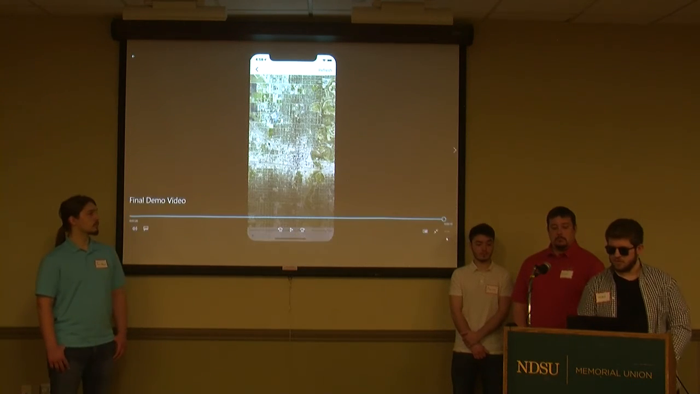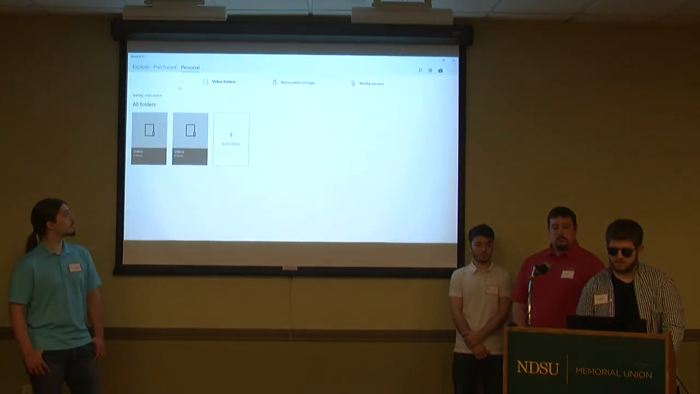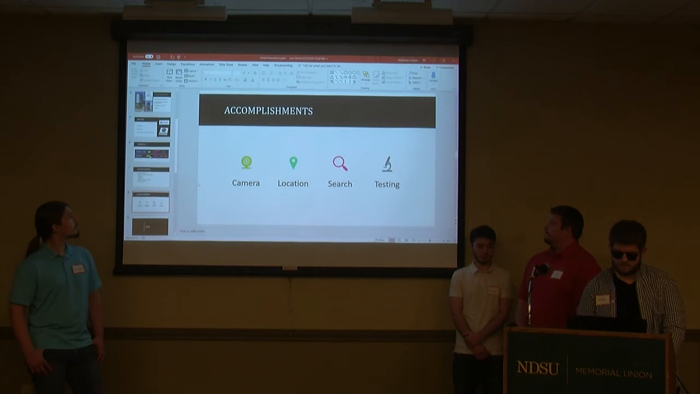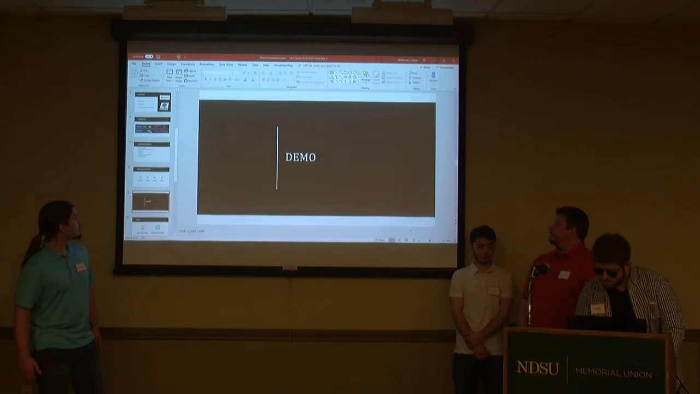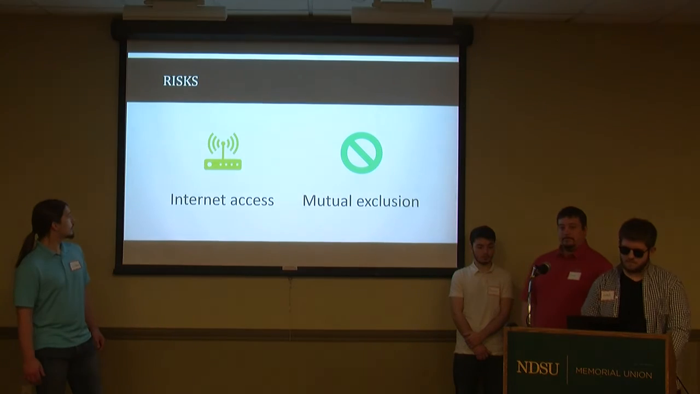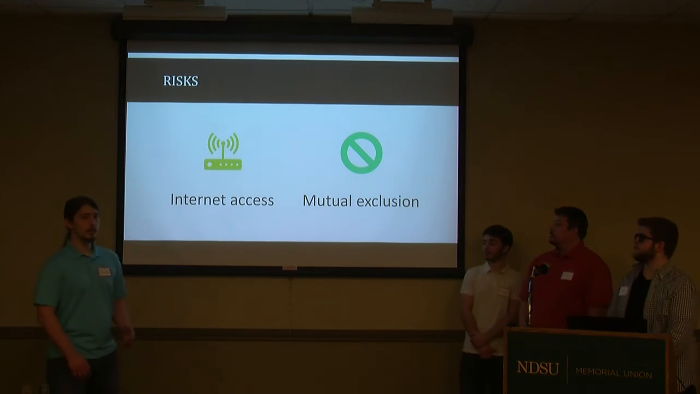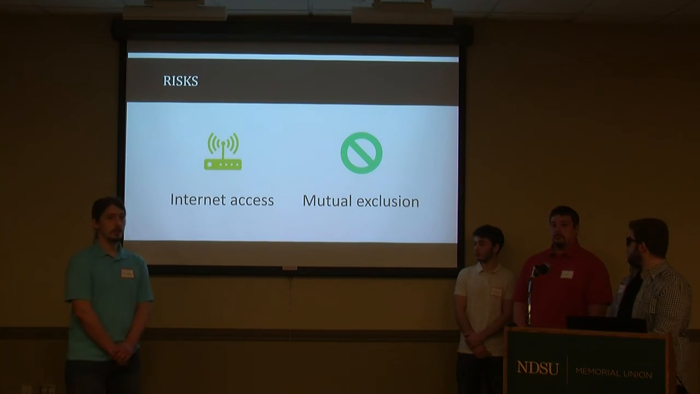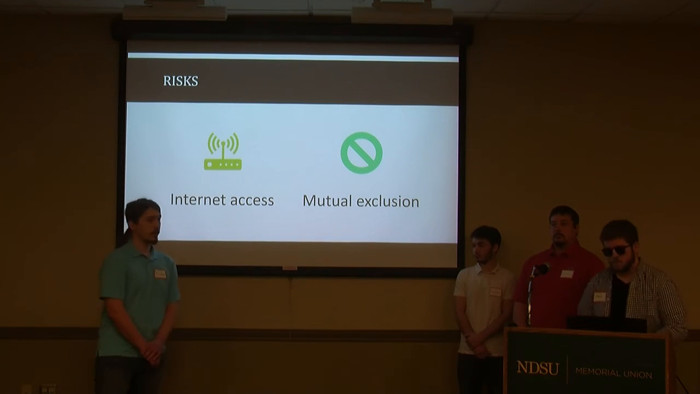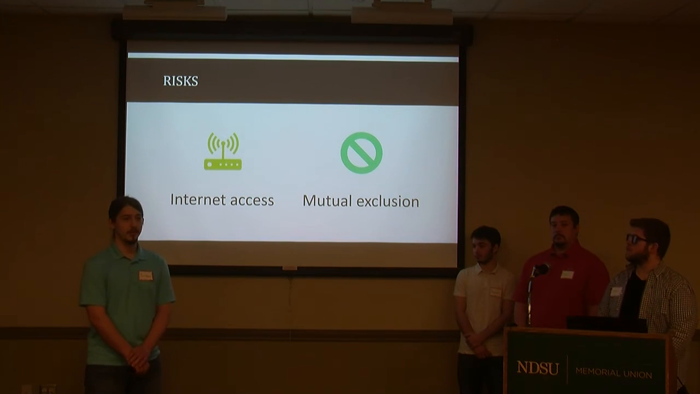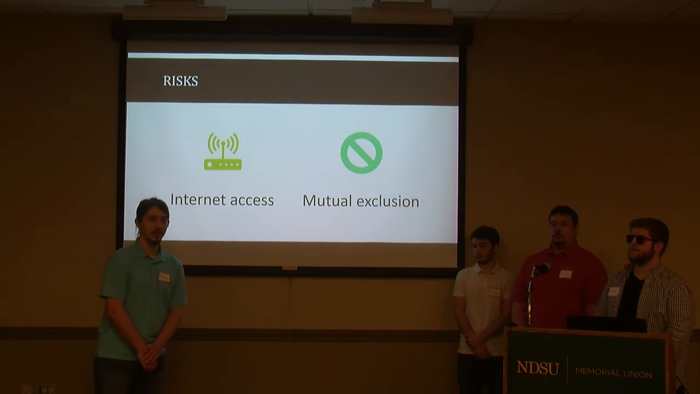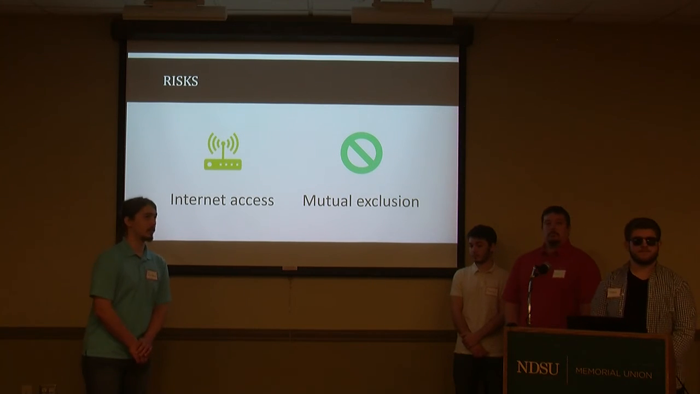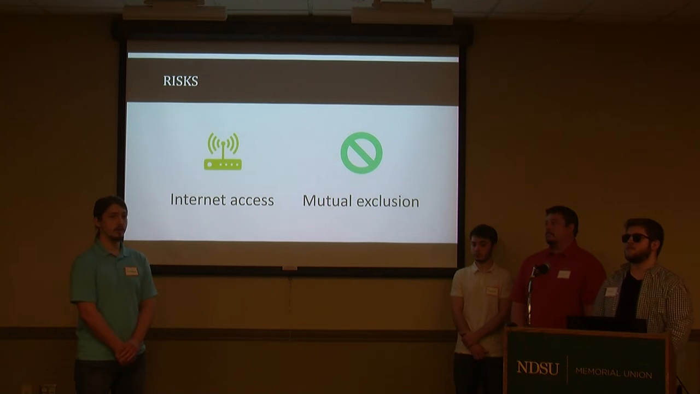I'm going to hand it off to Jordan to speak about our issues and risks. All right, so some of the risks that are involved with our application involve internet access and mutual exclusion. There are some grain bins in some fairly remote locations, and in order to save all that data, we need to have access to the internet to save it up to ARC. So that can cause an issue there.